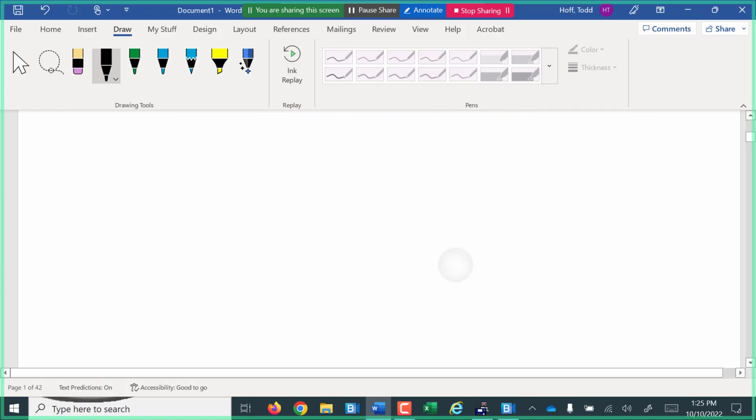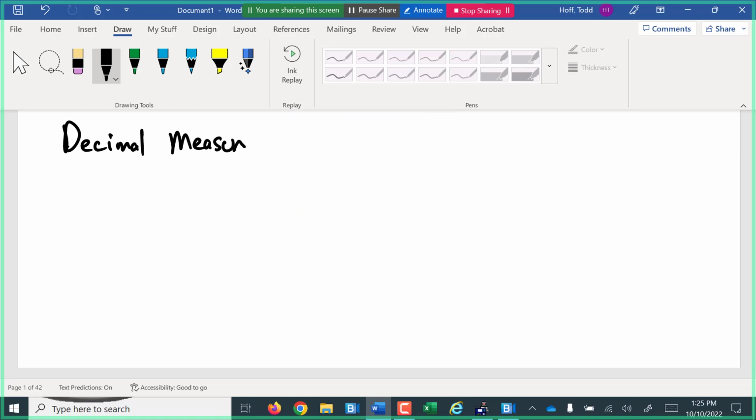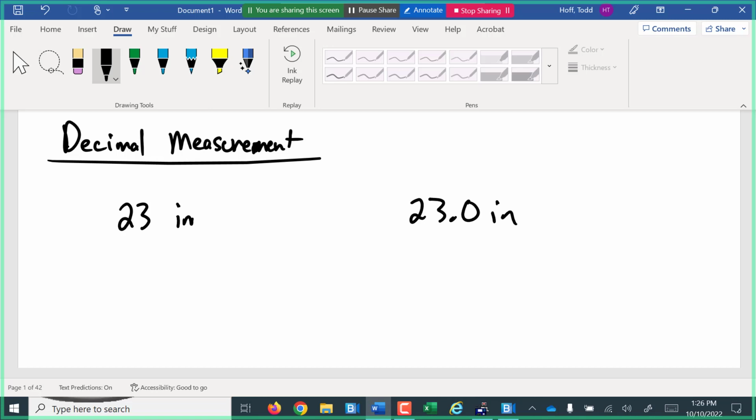If we use decimal measurement, the degree of precision is implied in the way we write the measurement. For example, if I give you 23 inches or 23.0 inches, is there a difference between those two measurements?